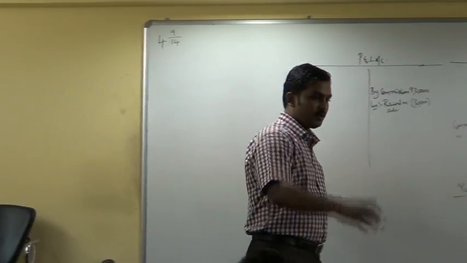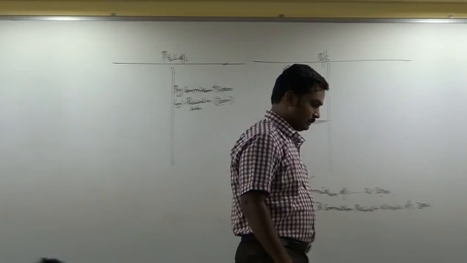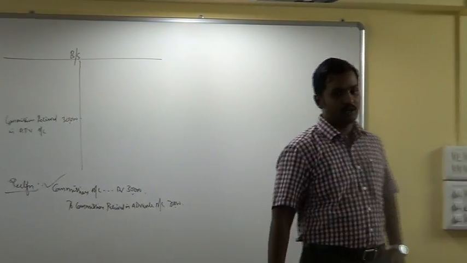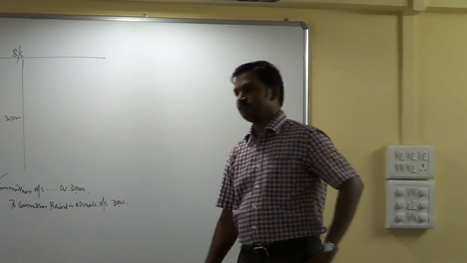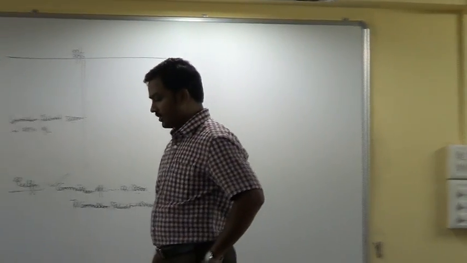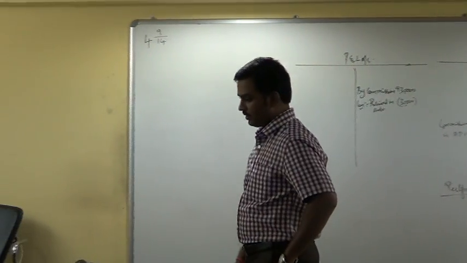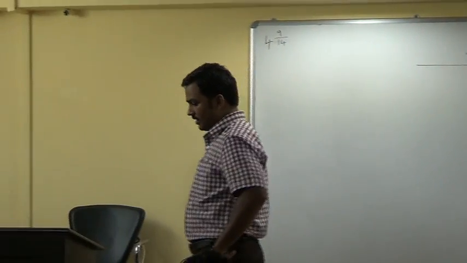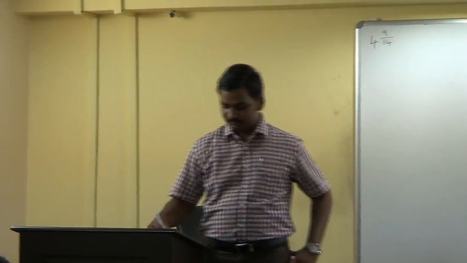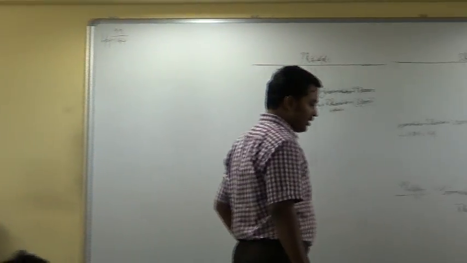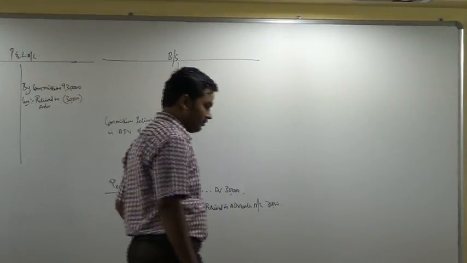Okay, next problem. Write down extract of a trial balance. Particulars: debit amount, credit amount.